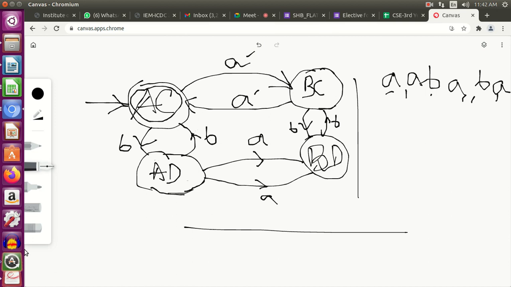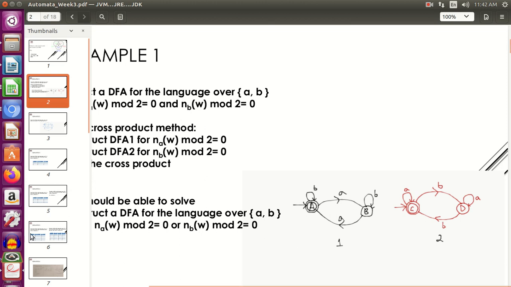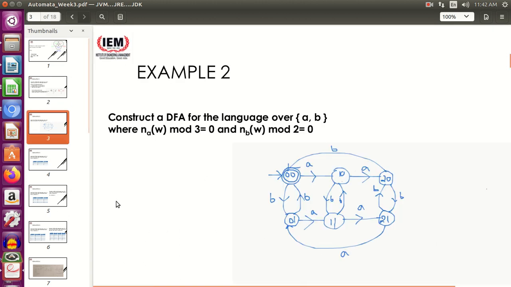So let us assume that you are given the same question with the number of A to be 3, that is, mod 3 should be equal to 0, and the number of B should be 2. Try to understand. Your DFA should accept all languages where the number of A should be divisible by 3 and the number of B should be divisible by 2.